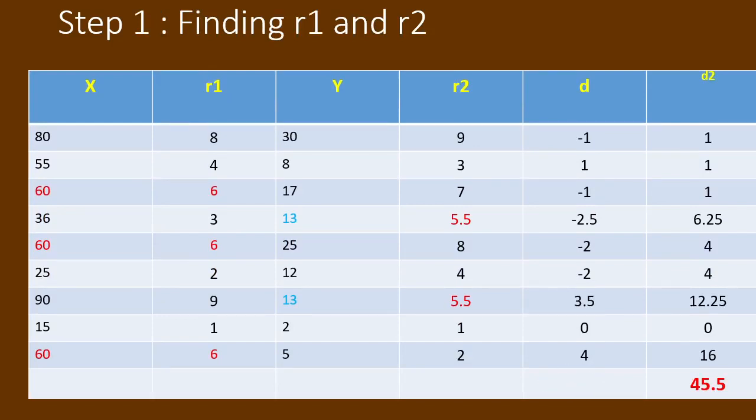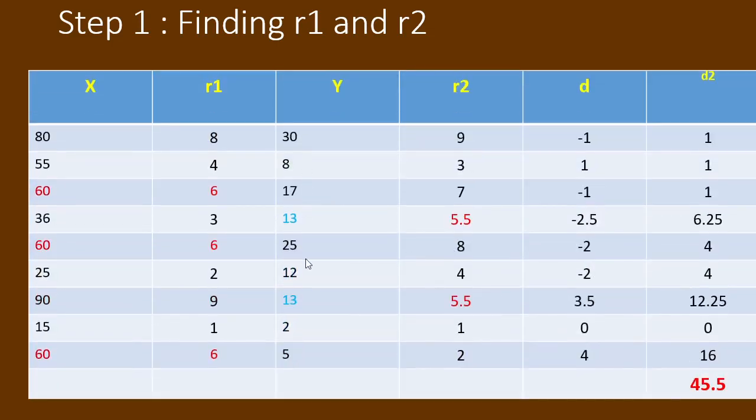And you can cross verify here. The last step is the preparation of D square. We have already calculated the D value here, so we need to consider D square, D into D. So 1 into 1, 1 into 1, 1 into 1, 2.5 into 2.5, 2 square, 2 square, 3.5 square, 0 square and 4 square. After that, we have taken the summation of D square. Only this value is needed for our formula.